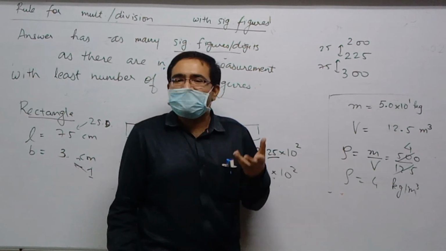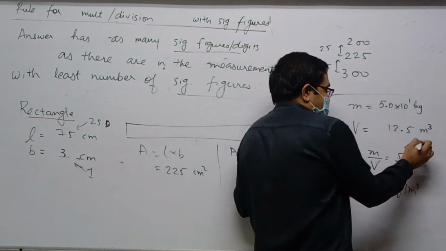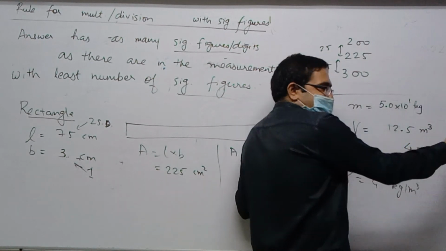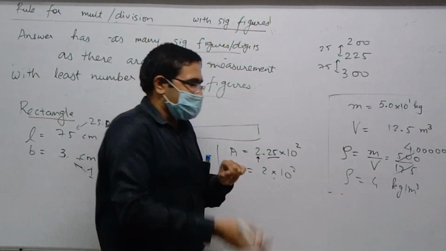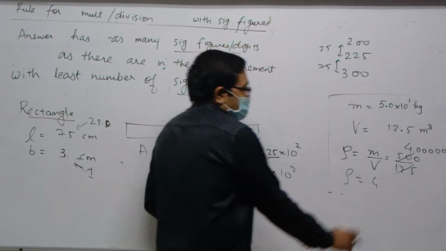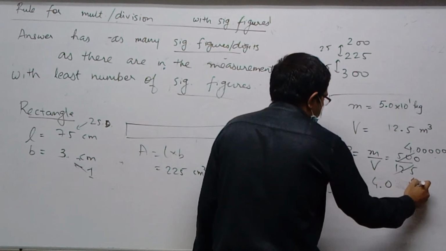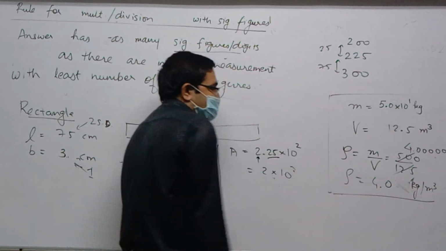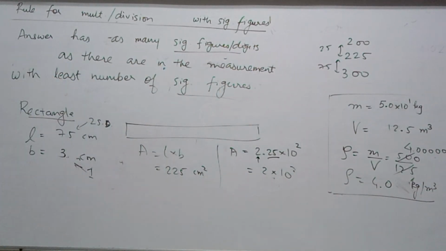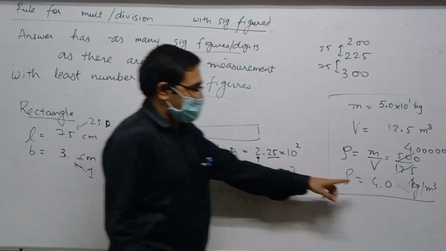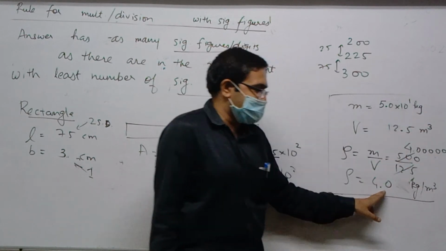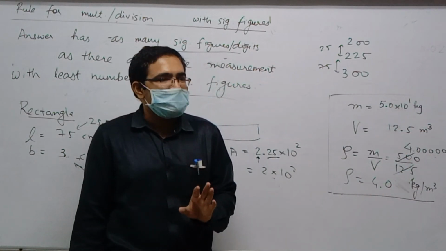If you keep dividing this, do you realize you get 4.00000 as many times? So how many zeros should I write? One more 0. So 4.0 kg per meter cube. Did you understand this answer? Over there, 4, 4.0, 4.00, like that. So you have to do it carefully. Don't forget the rule. The rule is that it should have 2 significant digits.